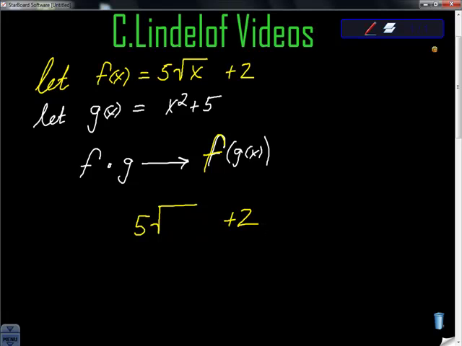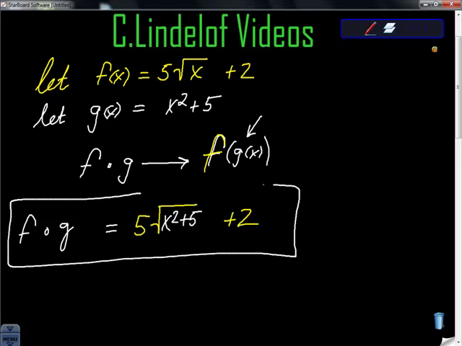Now look at this for a second. This is where it actually gets easy, but you have to be paying attention. What this says is every place I found x, I'm going to put g of x, and g of x is this thing, so it's x squared plus 5. So f of g is actually, this is the actual solution. This is the actual answer.